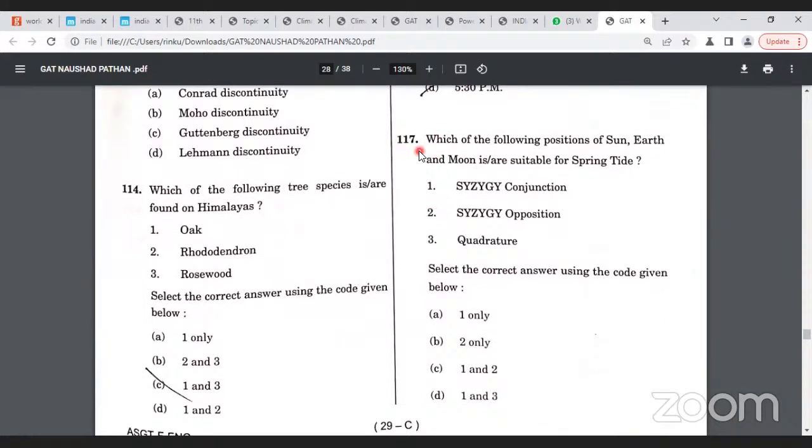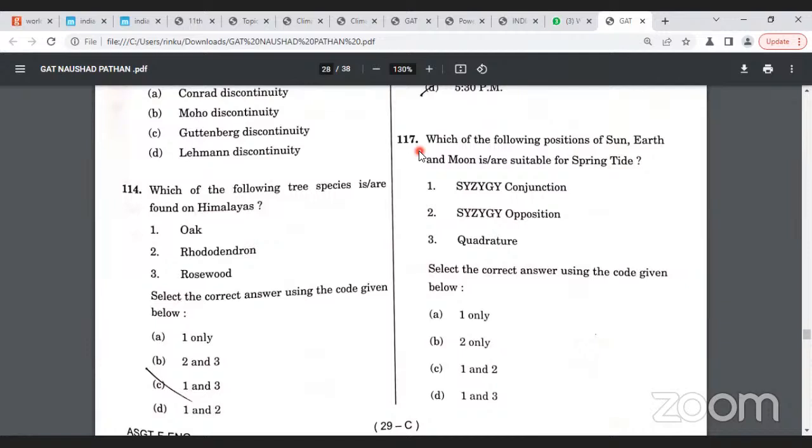117. Which one of the following positions of Sun, Earth, and Moon are suitable for spring tides? Let's consider syzygy: conjunction and opposition. In syzygy, the sun, moon, and the earth are all lined up in a straight line.